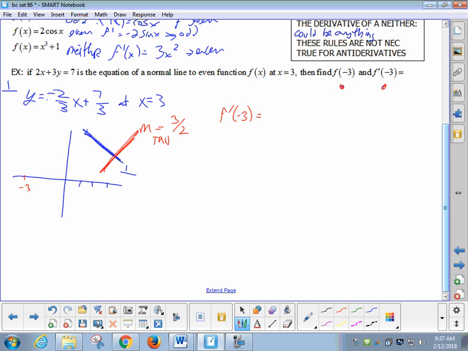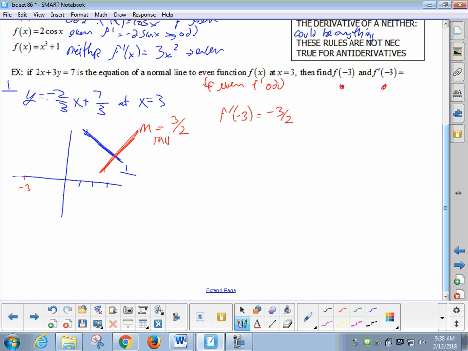It'll be negative 3/2, okay? Remember, if f is even and f prime is odd, so I should get the opposite sign slope for my derivative, right? So it would be something like negative 3/2. Are you with me? Yes. Okay.